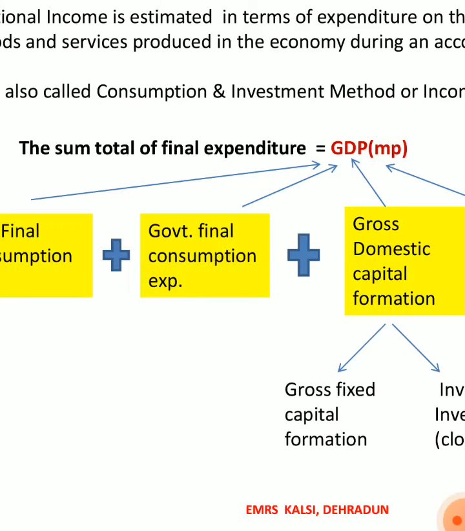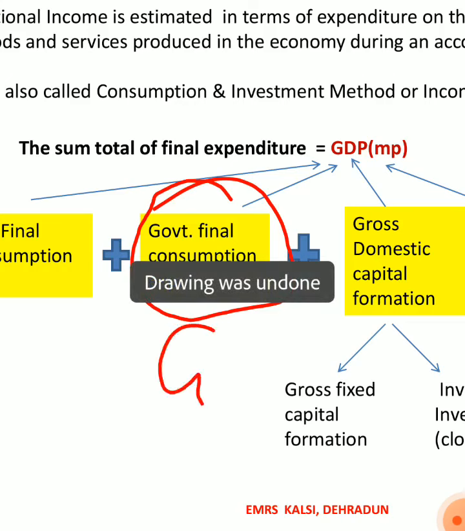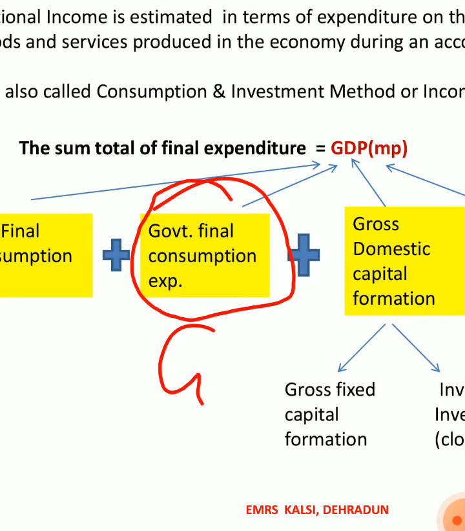Now the second thing is government final consumption expenditure. Like the citizens, the households of a country, have made expenditure, the government will also make expenditure. That expenditure will be added here, and it is called government final consumption expenditure, denoted by capital G. What are the expenditures which the government makes? Like defense, for purchasing defense equipment, for maintaining law and order, for education, for health. These expenditures will be added in government expenditure.